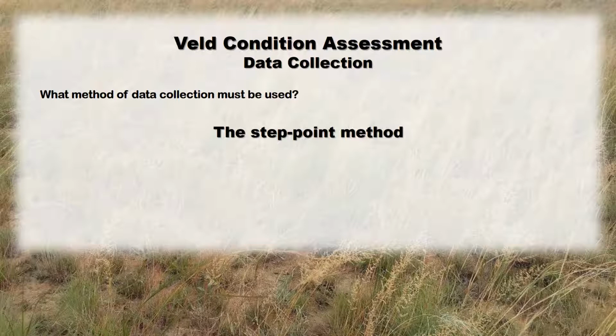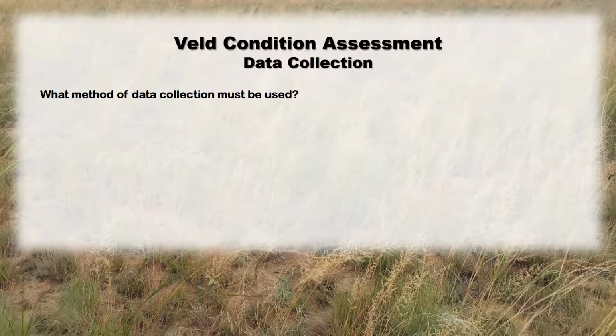Now, to collect the data you need to use a particular method that is repeatable. What I mean by that is that next year you're going to do it again, and the year after that you're going to do it again. So you have to have a method that you can repeat year after year with very little difference between year after year, so that you're collecting the same type of data. That means you can compare the data from year 1 to year 2 and so on. Okay. For this VCA assignment, we want you to use the step point method of collecting your data.